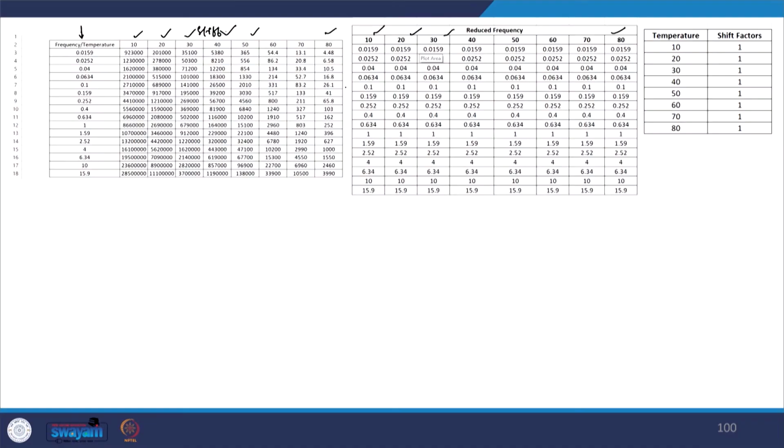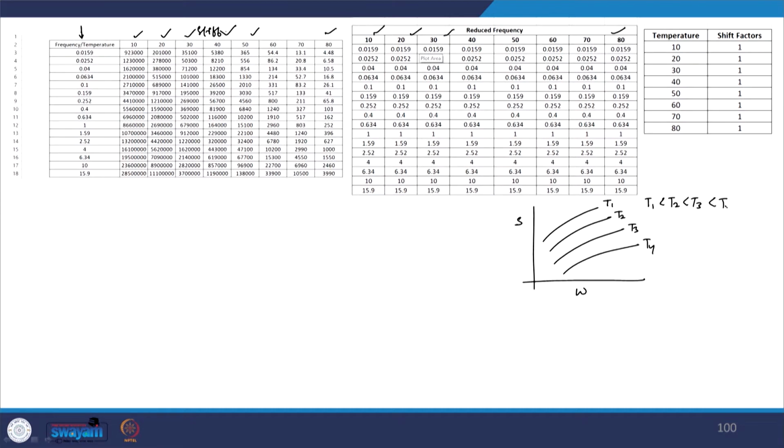If you see it as a curve, how will this look? If we have the stiffness against the frequency, you will have a set of curves something like this. This can be temperature T1, T2, T3, T4 and so on, where T1 is less than T2 is less than T3 is less than T4. We have the same frequency, but I have written it in different columns considering that I am multiplying each cell of a particular column with the respective shift factor, which now I have considered as 1.